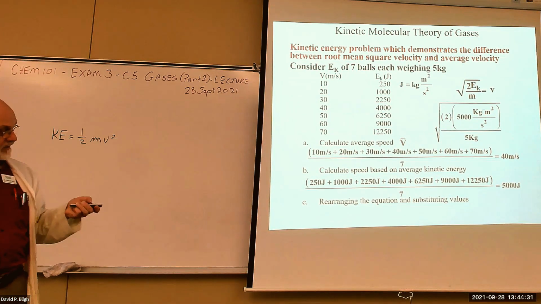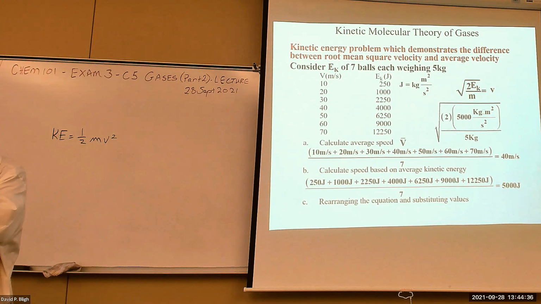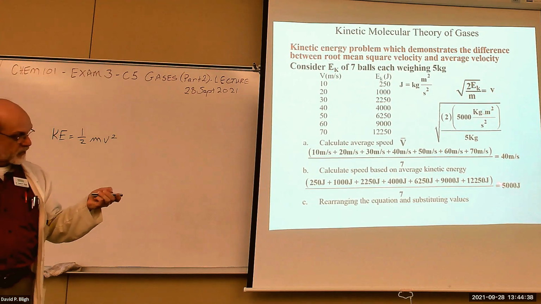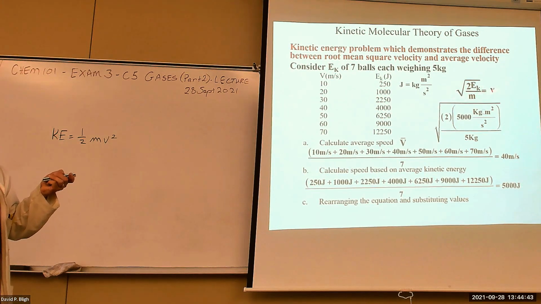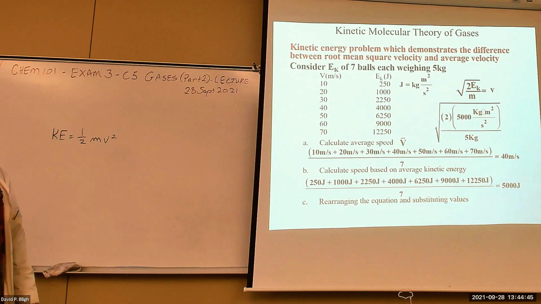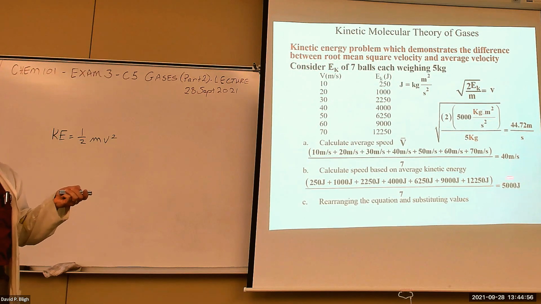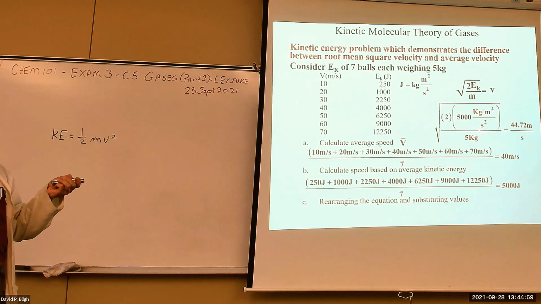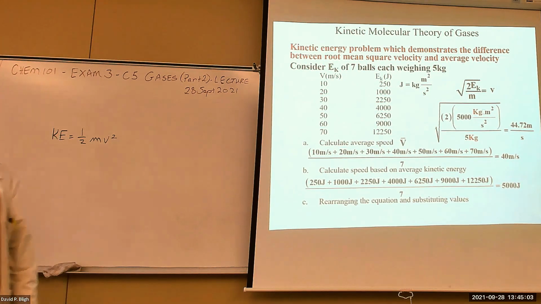We're actually going to take this value and say what velocity is required to give you that kinetic energy. So we rearrange the equation and solve for velocity. And it turns out, to give you this average kinetic energy, you need this average velocity, 44.72 meters per second, not 40.